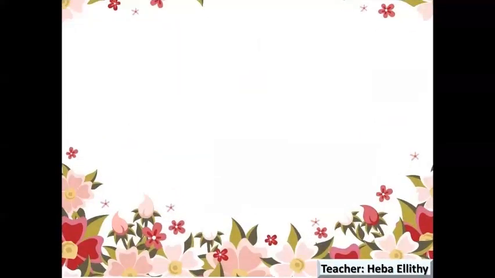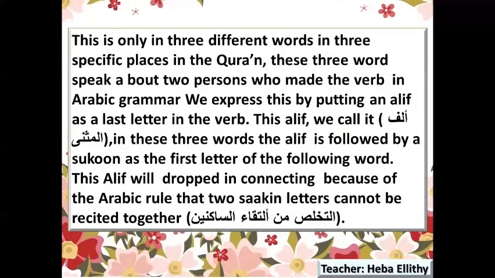What we said here, special placements, this is only in 3 different words in 3 specific places in the Quran. These 3 words talk or speak about 2 persons who made the verb. In Arabic grammar, we express this by putting an alif as a last letter in the verb. This alif, we call it alif at-tathniya. Let's explain this a little bit more.